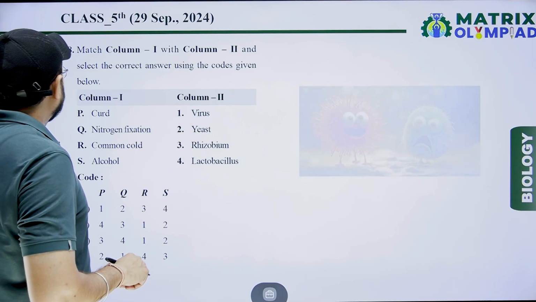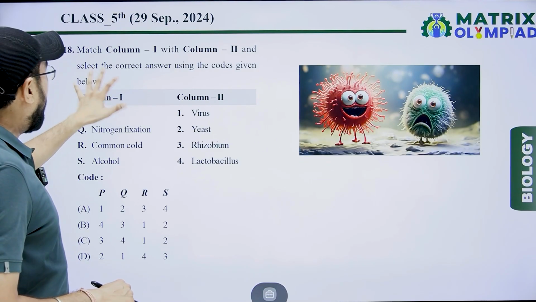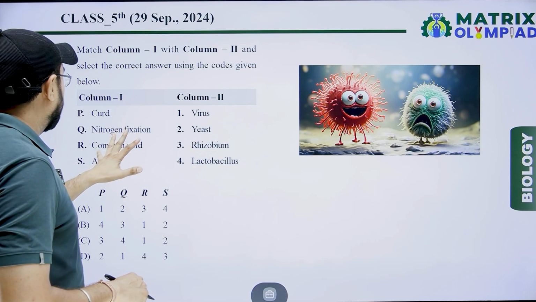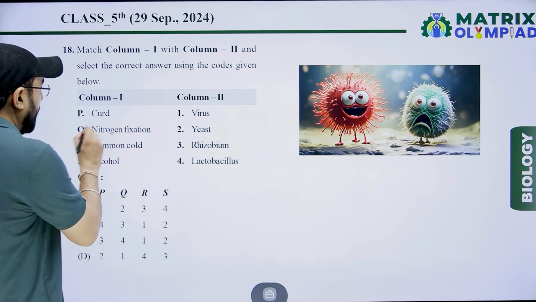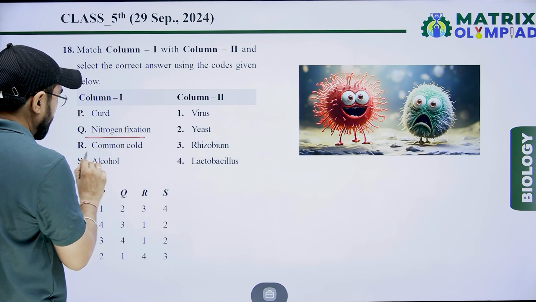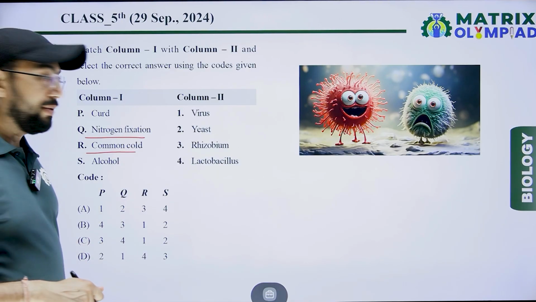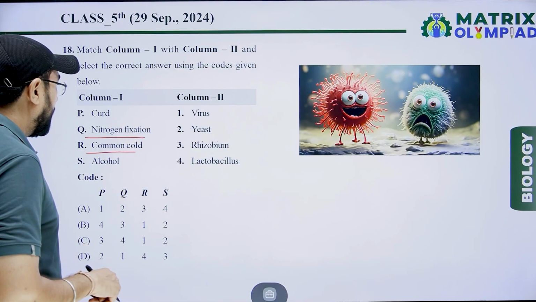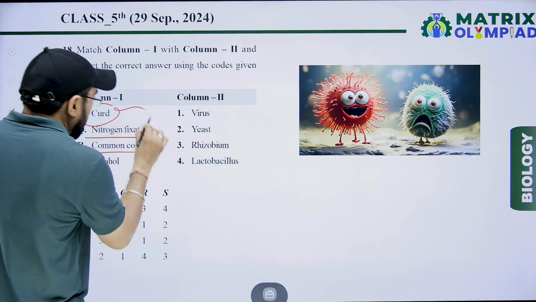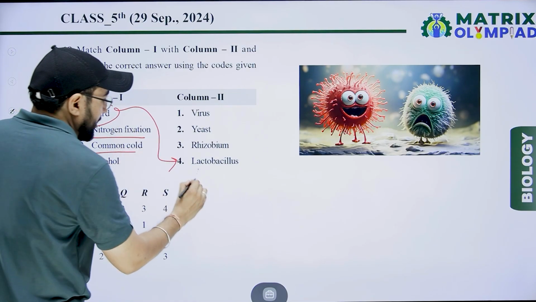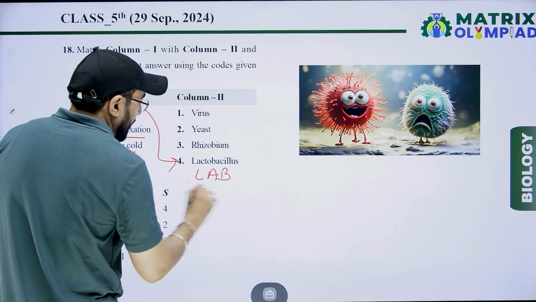Next question is, match column first and second. Column first: curd, nitrogen fixation, common cold and alcohol. Match to column second. Curd is related to lactobacillus, LAB, curd formation.